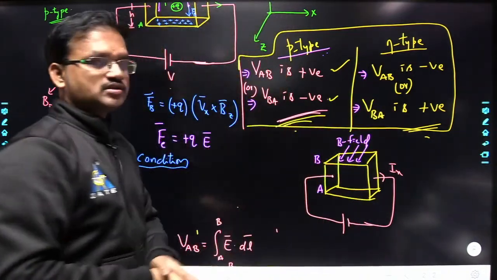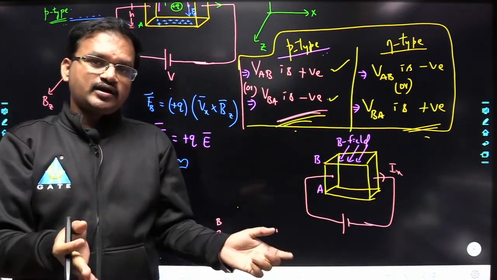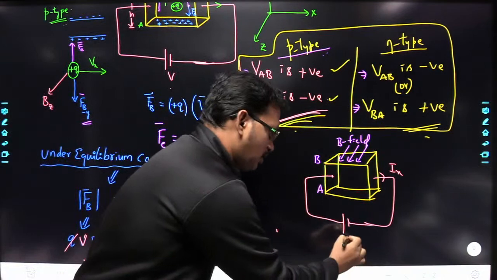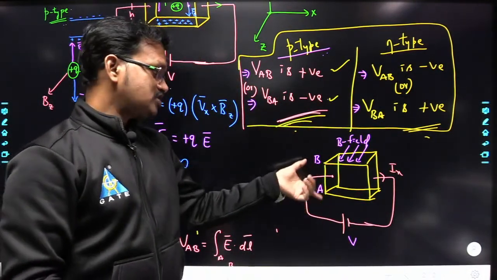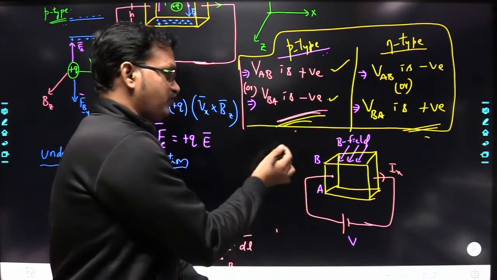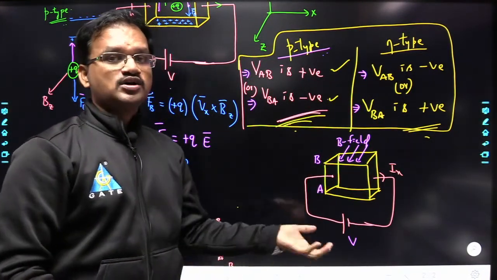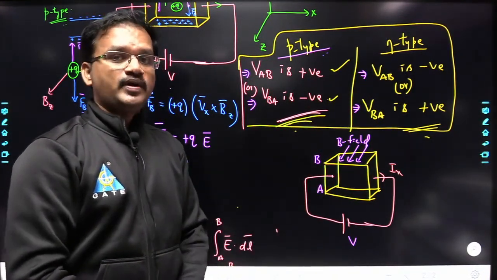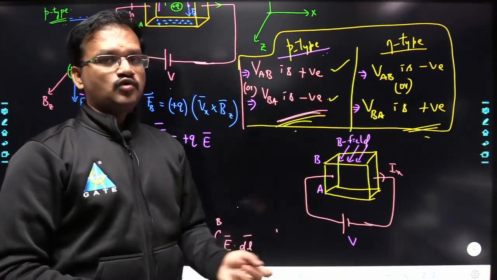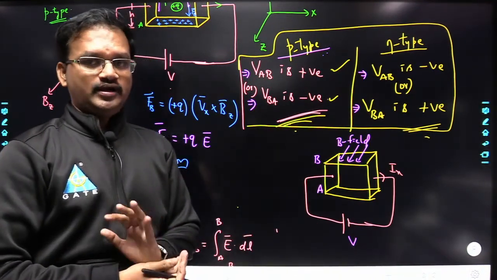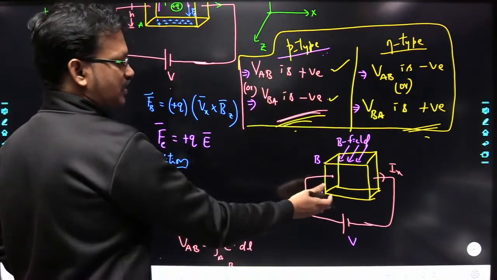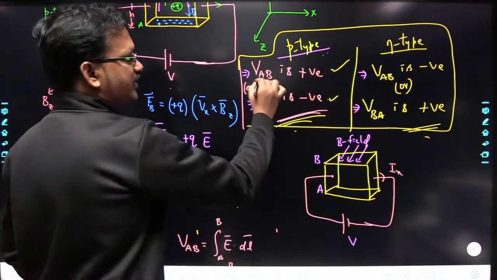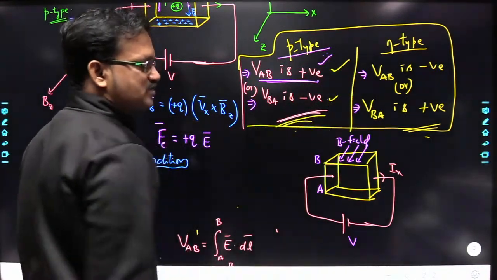So based upon this conclusion, if I take a semiconducting material and apply a voltage in this manner, then based upon the potential difference between A and B, that is VAB, whether it is positive or negative, I can tell whether it is p-type or n-type. If I got VAB as positive, then I can say it is a p-type semiconductor.